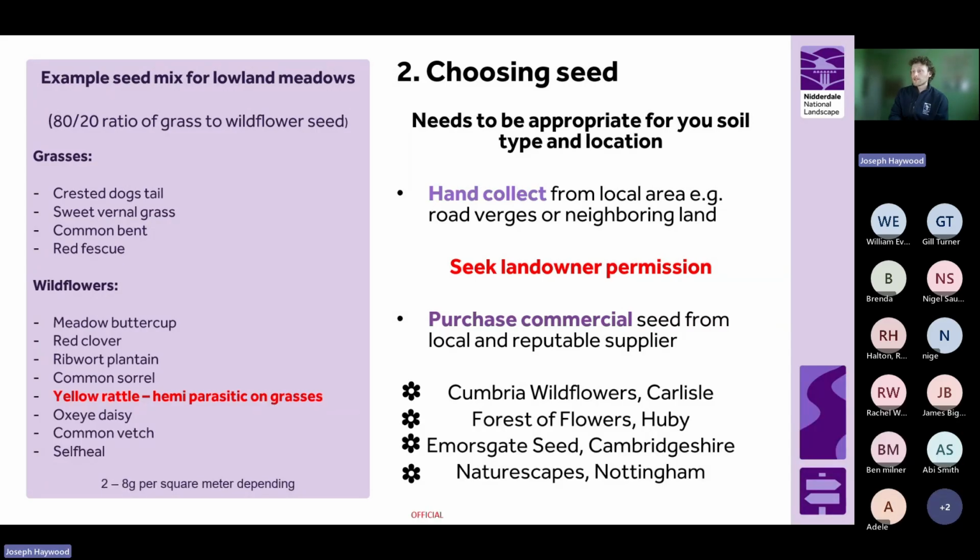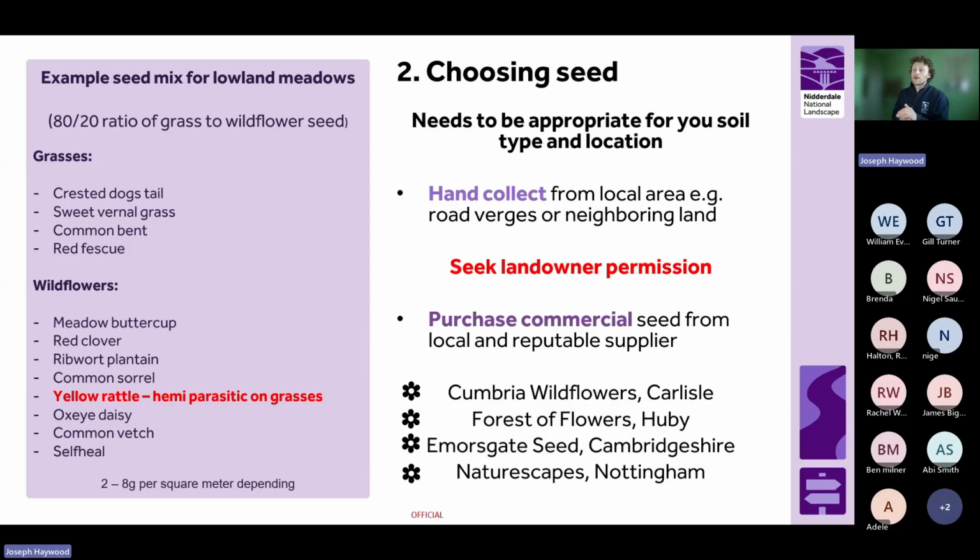So you've got crested dog's-tail, sweet vernal grass, common bent, red fescue. These are patch forming. They're not necessarily tussocky. They're delicate. They're not super competitive, and they've got really nice different flower shapes, flower heads when they grow.